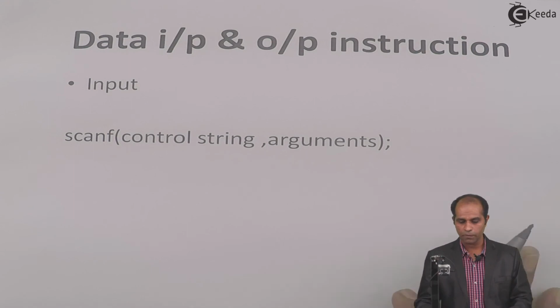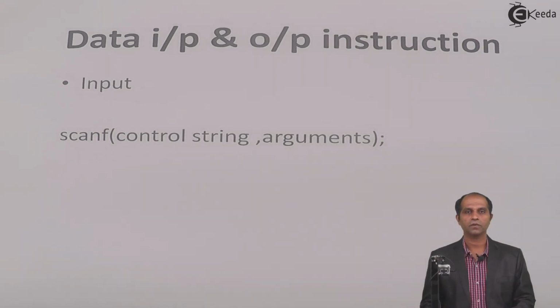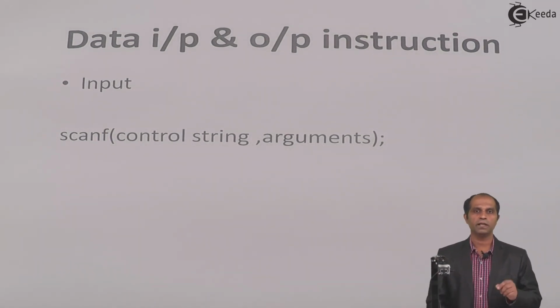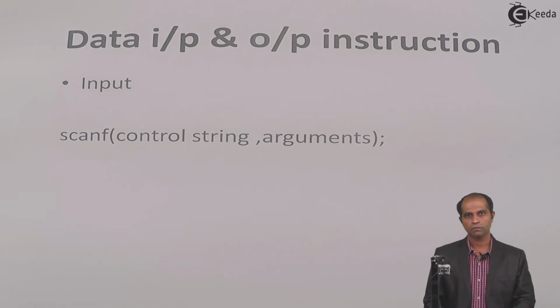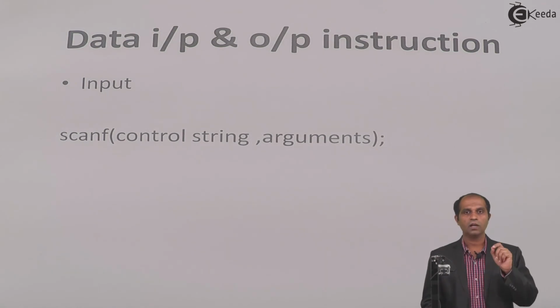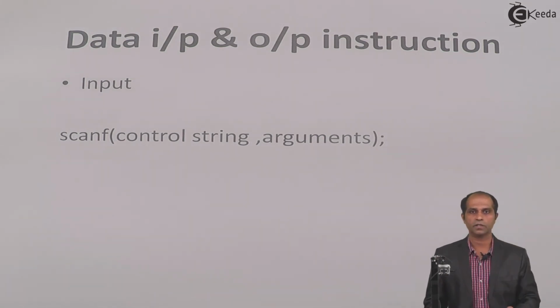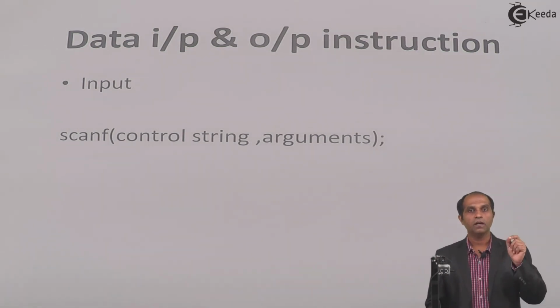Let us see the third type of instruction of C language. We already saw what exactly is meant by declaration and arithmetic instruction. When you're writing simple C programs, you'll not be just confining to declaration and arithmetic instruction. You'll be using even data input output instruction.